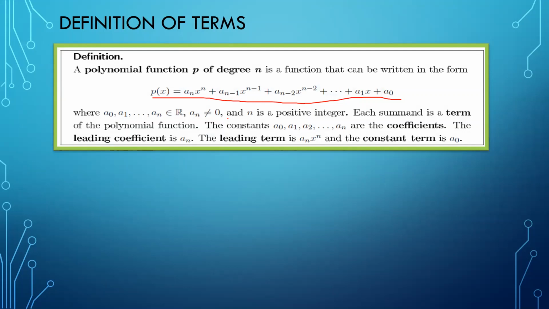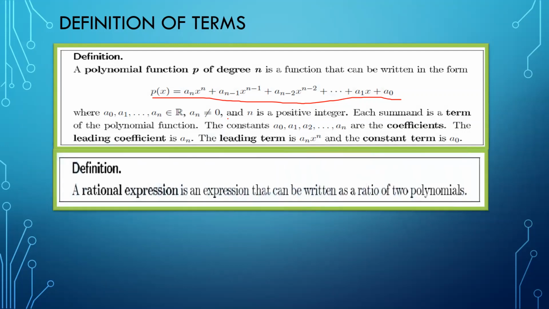Each summand is a term of the polynomial function. The constants a sub 0 to a sub n are the coefficients, and the leading coefficient is a sub n. The leading term is a sub n x to the n, and the constant term is a sub 0.